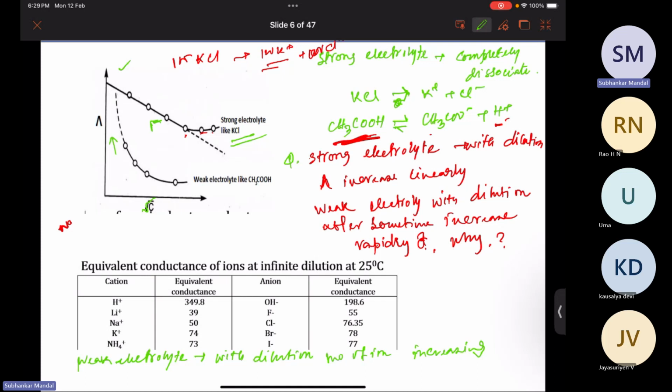But in the weak electrolyte case, two factors are happening. One is the number of ions increasing, as well as the electrostatic interaction decreasing, so that the ions can move fast. Okay, so this is one key problem.